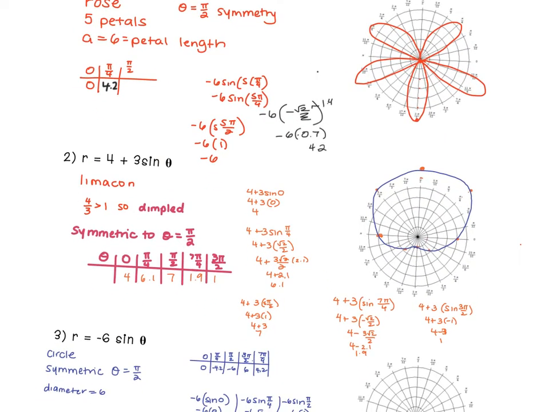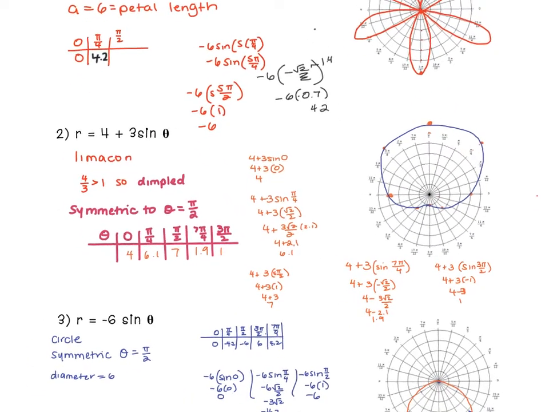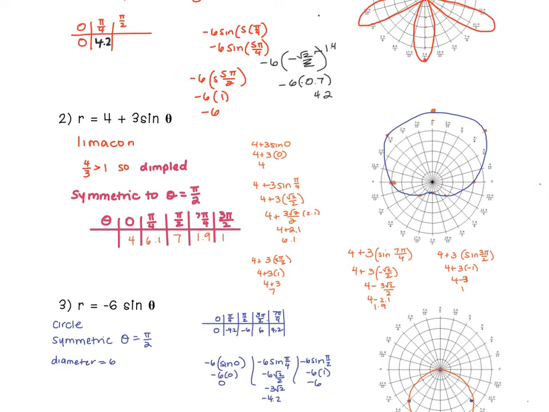Number 2 was a limaçon. A is 4, B is 3, and 4 over 3 would be greater than 1, so this is a dimpled limaçon. It is symmetric to the pi over 2 line, so I know whatever's happening on the right is going to duplicate onto the left. If I plug in 0, I got 4, pi over 4, I got 6.1, pi over 2, I got 7, 7 pi over 4, I got 1.9, 3 pi over 2, I got 1.